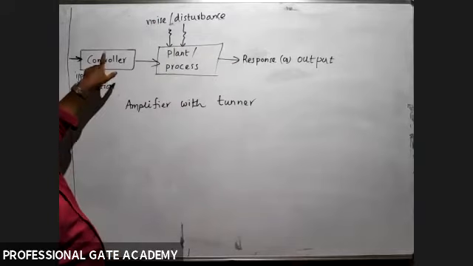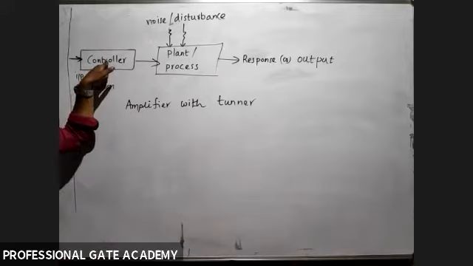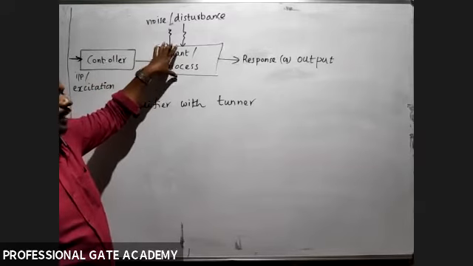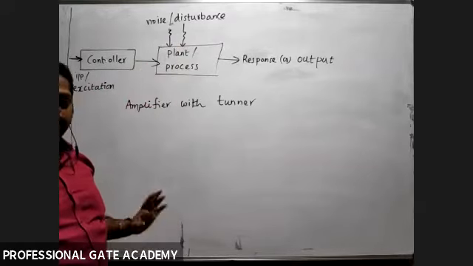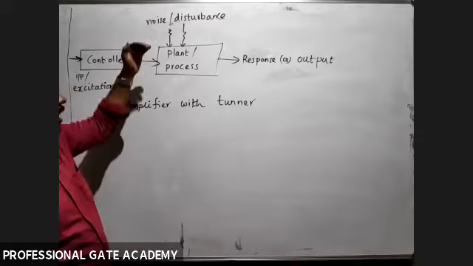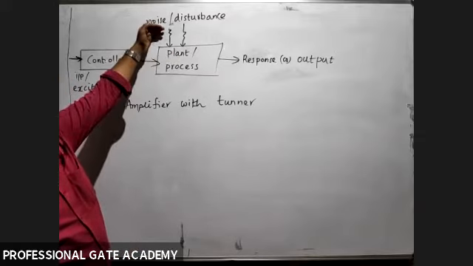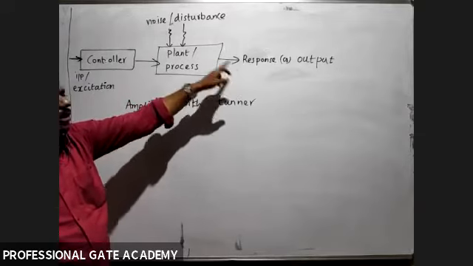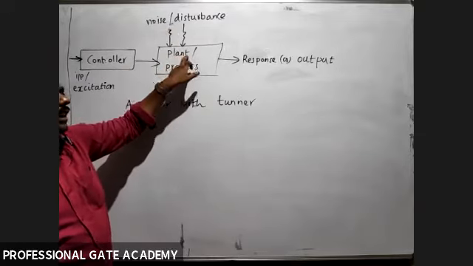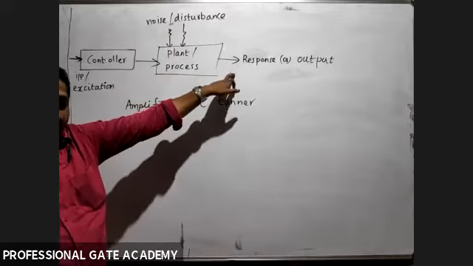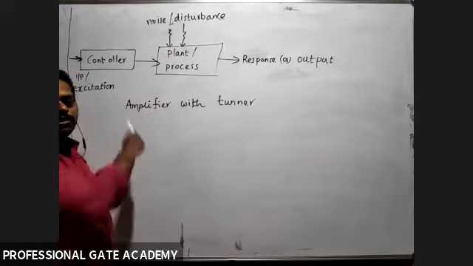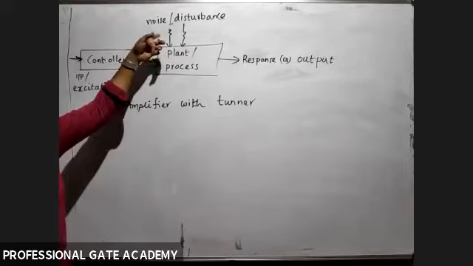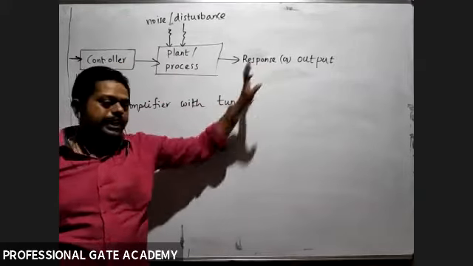So what is the main purpose of controllers? Understand here: to reduce the noise. That is the main purpose. Assume an amplifier. The amplifier will give some output. But if the amplifier gets affected by noise or disturbance, will you get the desired output? No. Due to this noise, the amplifier will not give the desired output. To overcome that, controllers are used to reduce the noise, so we will get the desired output.